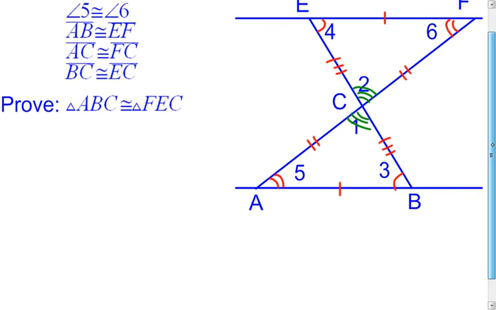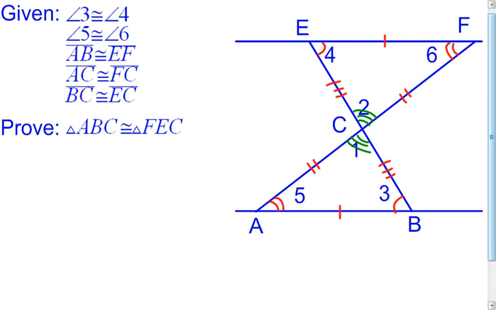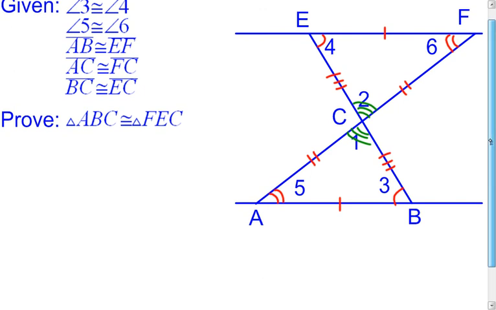Now in this proof, I'm going to do it a little different. You can write a 2-column proof if you'd like. I'm going to show you another method, which is called the flow proof. Now in this one, you're going to do the same thing. It'll give you a statement and a reason. You're just going to organize it in a different manner.